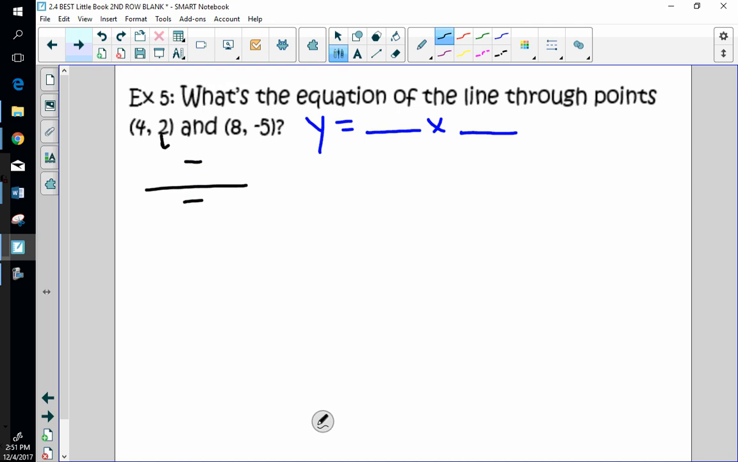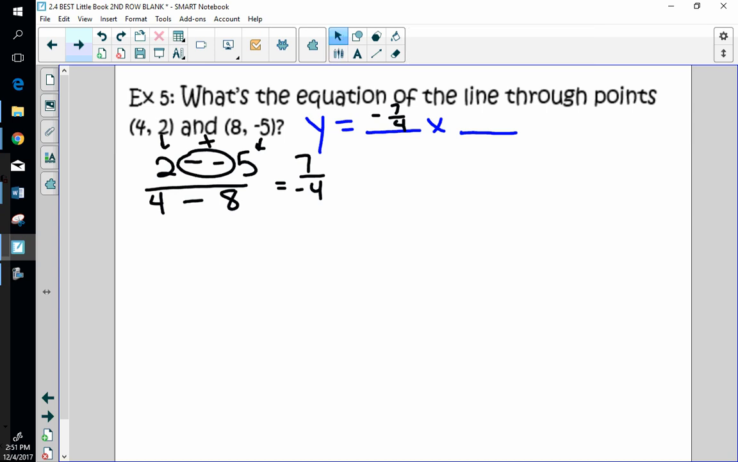We take the y's and we drop them into the top. And we take the x's and we drop them into the bottom. Then we just do the math. Well, a minus is a plus, so on the top we have 2 plus 5, which is 7. And on the bottom we have 4 minus 8. Remember, when the little number comes first, its subtraction is a negative. So we found our slope is negative 7/4.